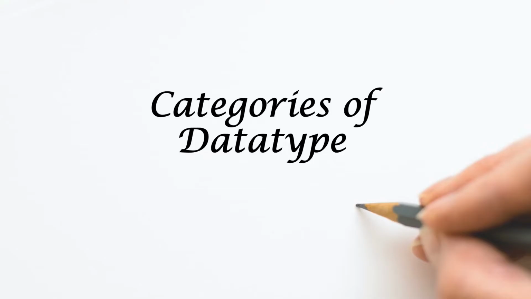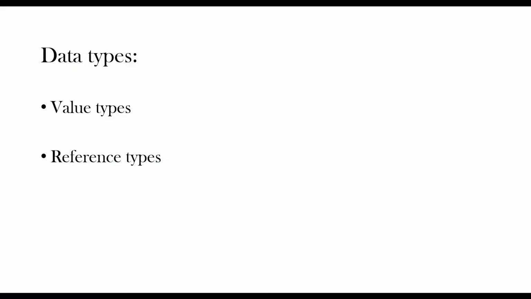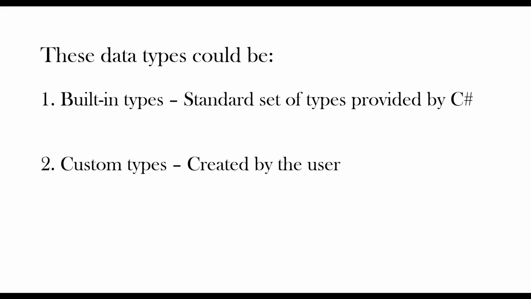Let's note the categories of data type. Data type is mainly categorized as value type and the reference type. And these value and reference types could be built-in types or the custom types. Built-in type means these are the types provided by C# and we can directly use them. Custom types we can create as per our requirement.